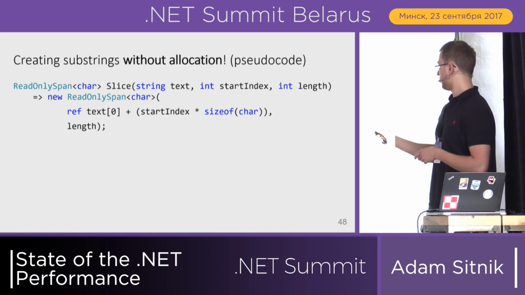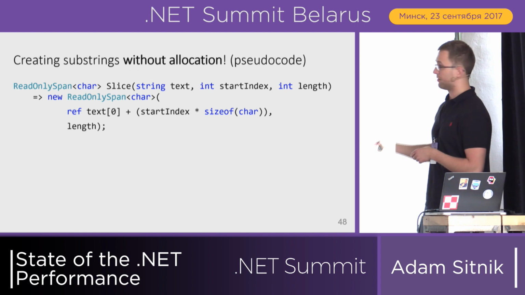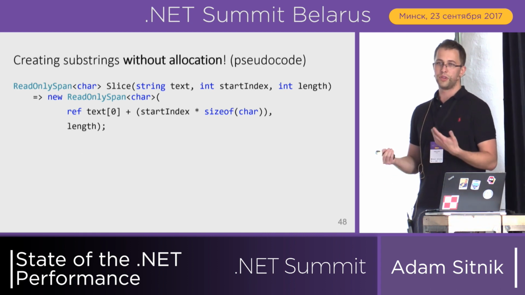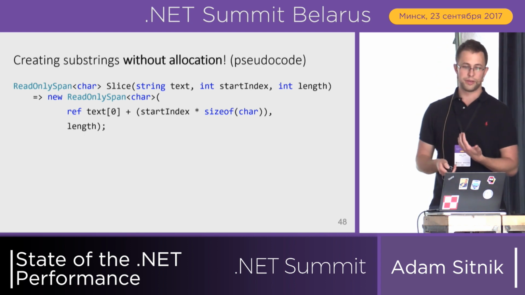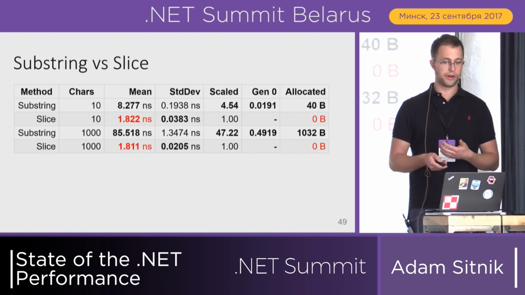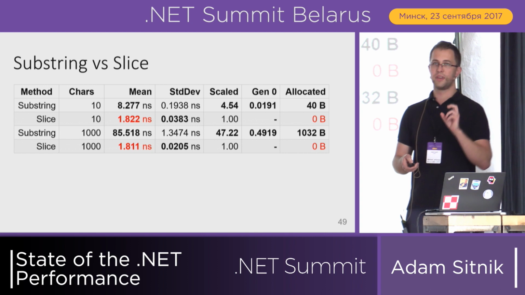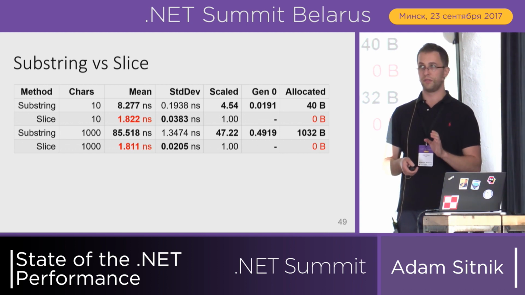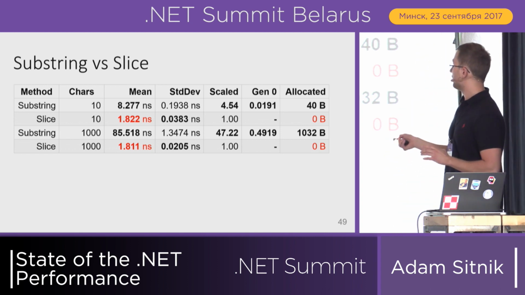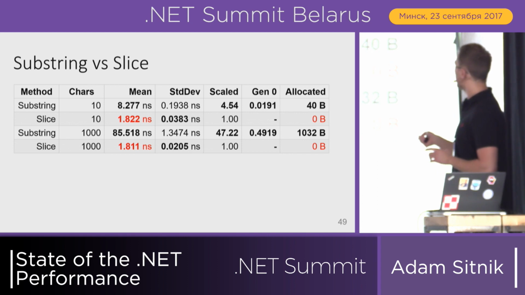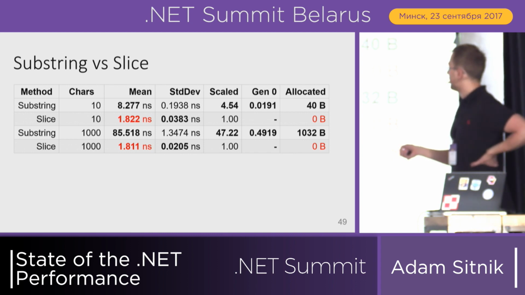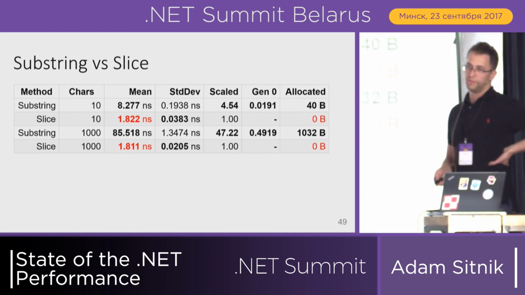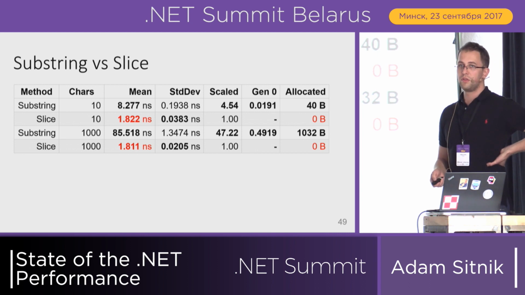So as you can see, two simple arithmetic operations. We don't copy any memory, we don't allocate any memory. This is why when we compare substring with slicing, we can see a huge difference. For a string of 10 characters, substring was 4.5 times slower. For bigger strings, like 1,000 elements, it was 47 times slower. So it's a huge difference.